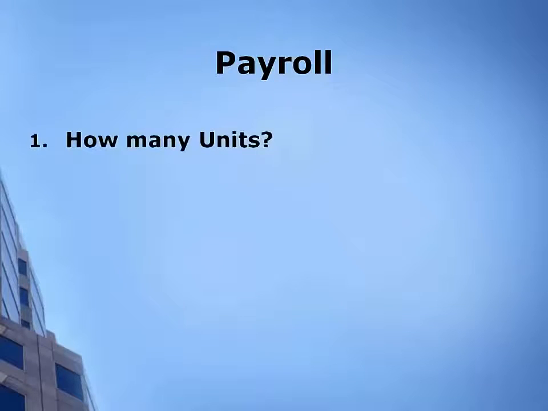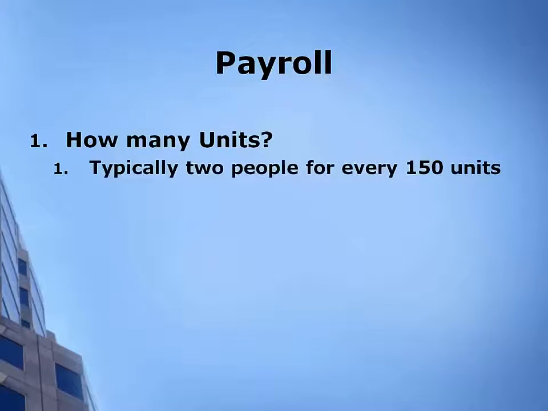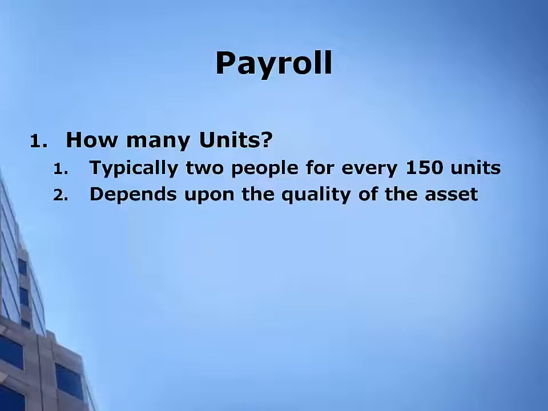Okay, payroll, huge. All right, you have to first understand how many units there are. Typically, the rule of thumb that I like to use is I have 2 employees for every 150 units. That's kind of pushing it. Sometimes you might think, it's 2 people for every 100 units. I like to try to do the 2 people for every 150 units. There's a maintenance man and a leasing manager. That's all I need. Especially if it's a B-class property. If it's a C-class property, all bets are off. If it's a B-class property, you can do 2 people for every 150 units. And as I just mentioned, it all depends upon the quality of the asset as well.